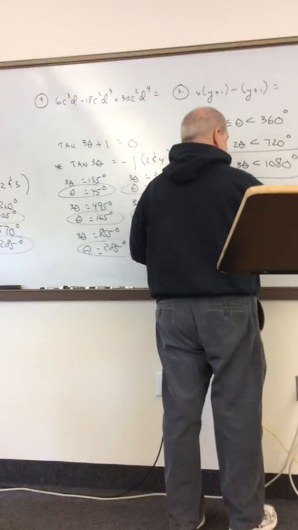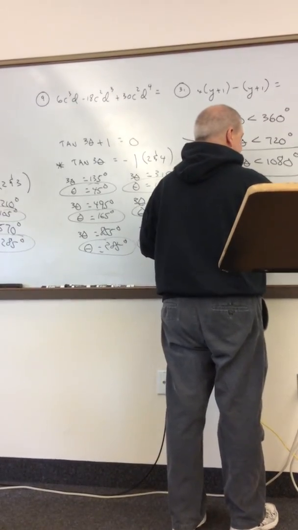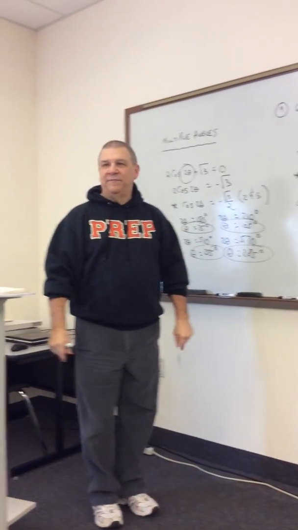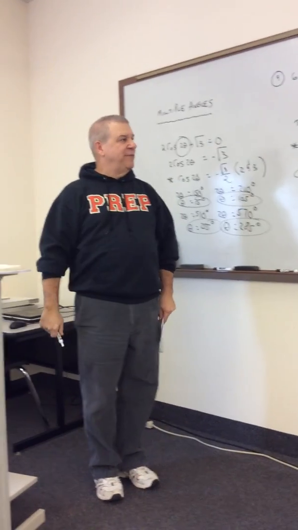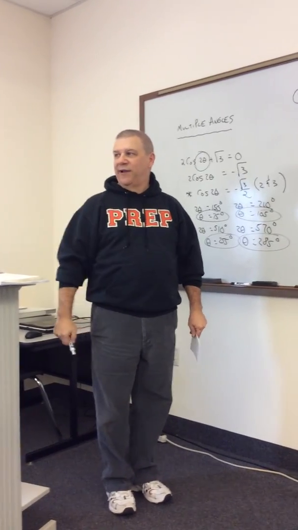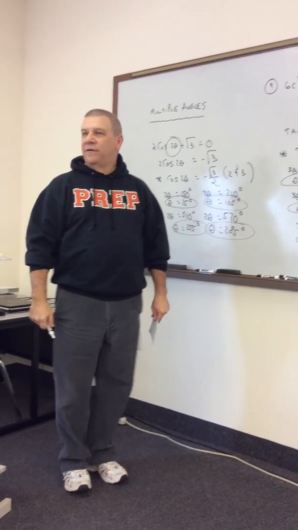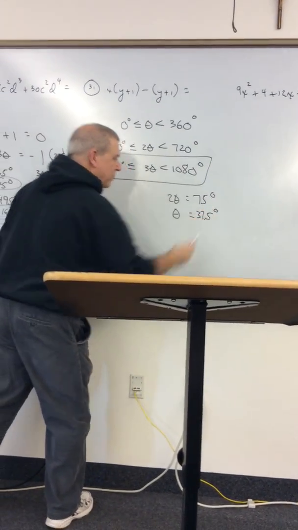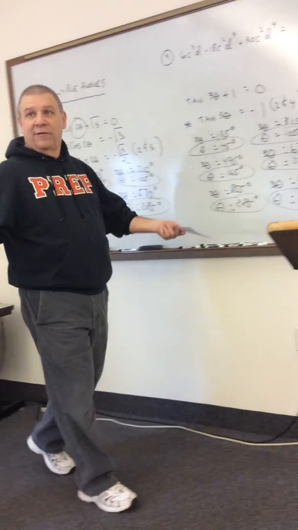Now, if you had 2 theta equaled 75 degrees, you don't have to write this down, just watch. 2 don't go into 75 evenly. Ethan, what's 75 divided by 2? Just punch it on your calculator. 37.5. Then you would just have a decimal, that's all.